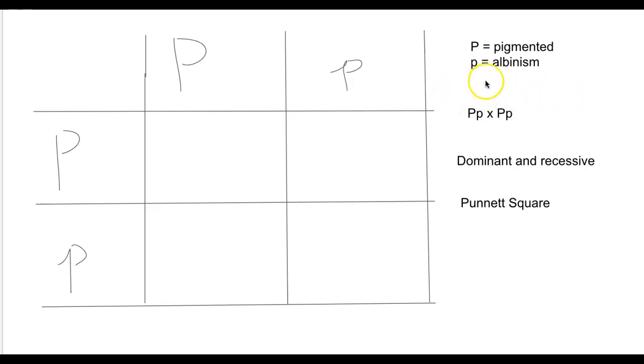All right, so let's go ahead and have a look at this. So again, there are two heterozygous individuals, and that means that they're carrying the pigmented gene and the albinism gene, and both of them are. So what we're trying to find out is what the ratio, what the percent probability is that somebody has albinism, if this scenario ever occurred.